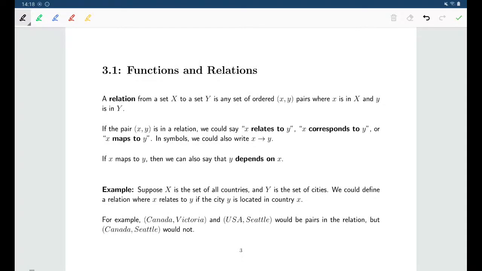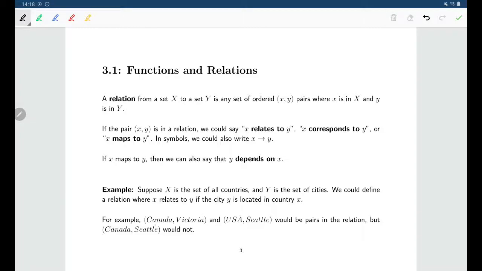Here's an example, though, of a relation where the sets X and Y are not numbers. Here X is the set of all the countries in the world, and Y is the set of all the cities in the world. And the relation that we're defining is that X relates to Y. In other words, we'll have an X and Y pair if city Y happens to be located in country X.